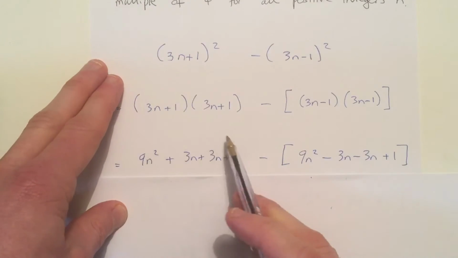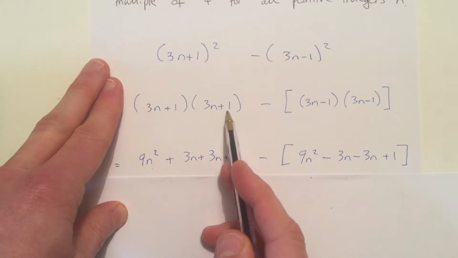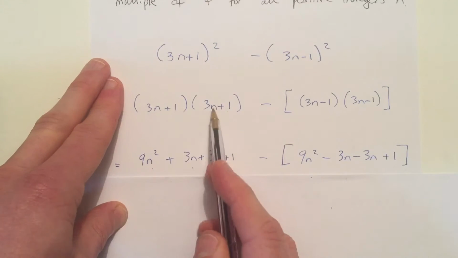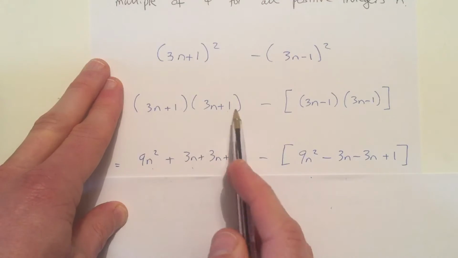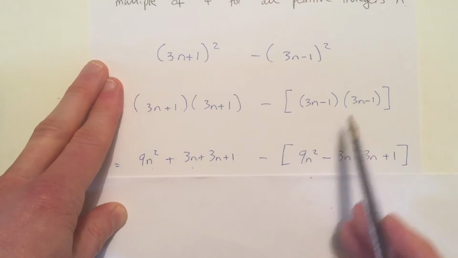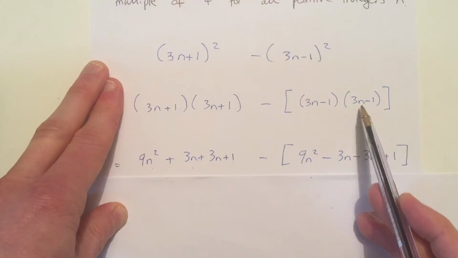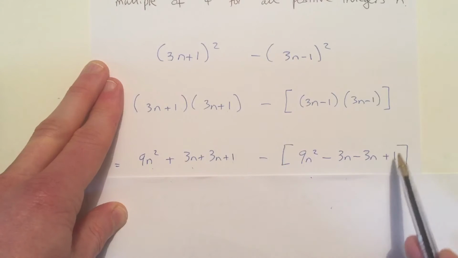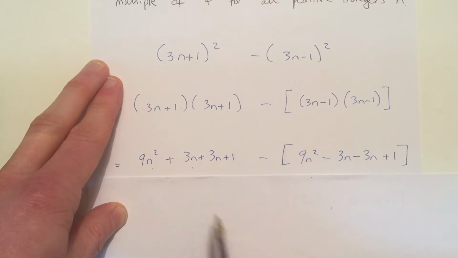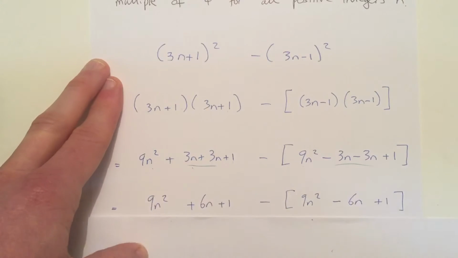Right, so when I expand these brackets out, 3n times 3n is 9n². 3n times 1 is 3n. 1 times 3n is 3n. 1 times 1 is 1. And then I've done the same thing over here: 3n times 3n, 3n times minus 1, minus 1 times 3n, minus 1 times minus 1. I can now collect up the like terms, so that gives you a 6n, and that gives you a minus 6n.